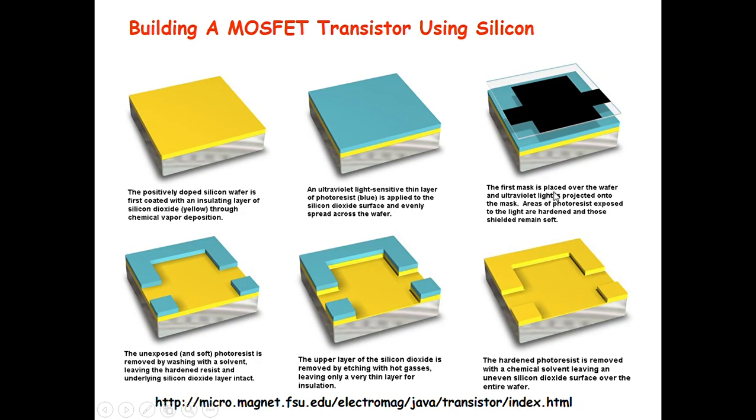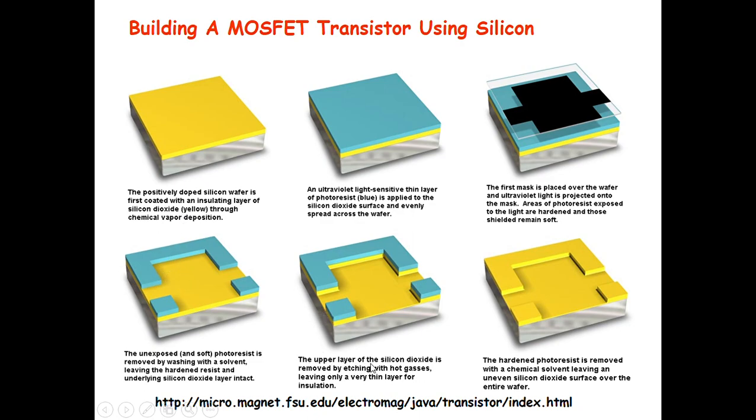The first mask is placed over the wafer and ultraviolet light is projected onto the mask. Areas of photoresist exposed to the light are hardened and those shielded remain soft. Here you can see this mechanism. And here the unexposed photoresist is removed by washing with a solvent, leaving the hardened resist and underlying silicon dioxide layer intact. Here you can see this procedure.